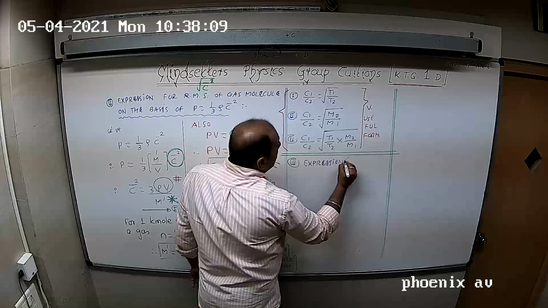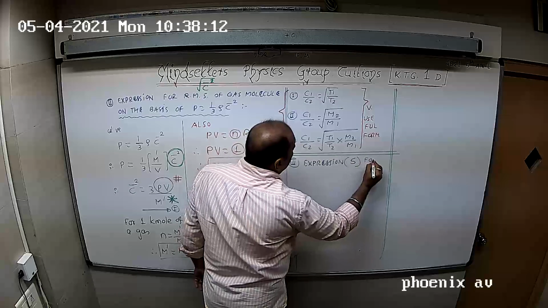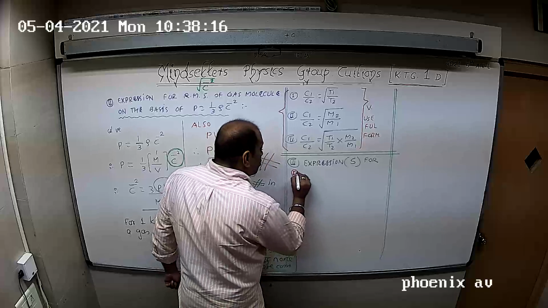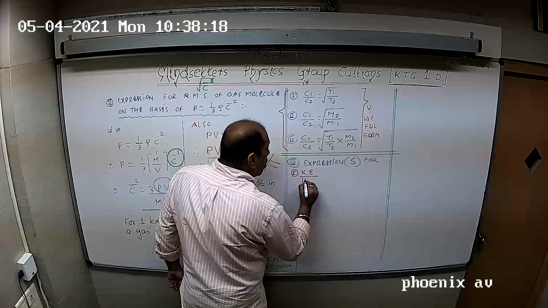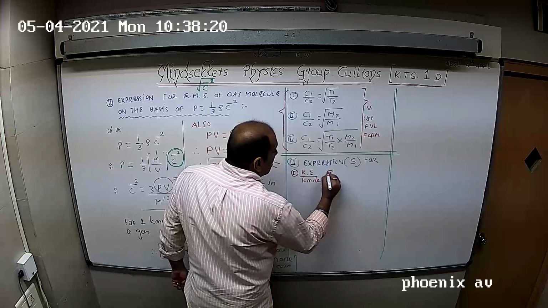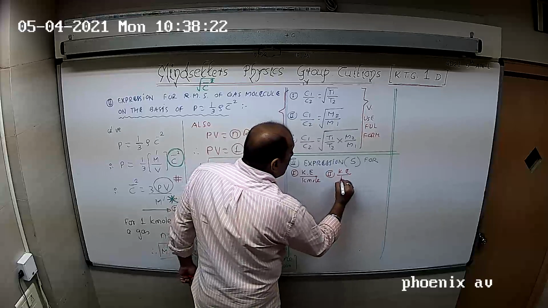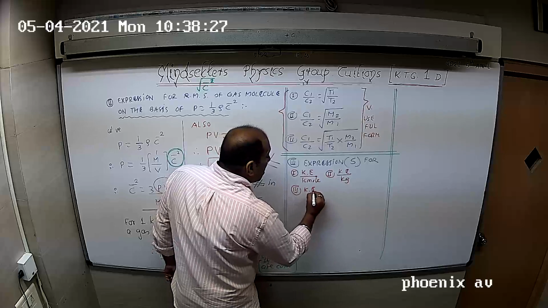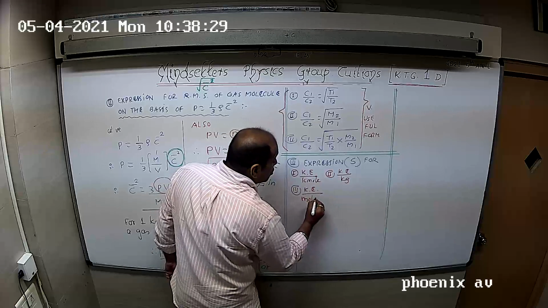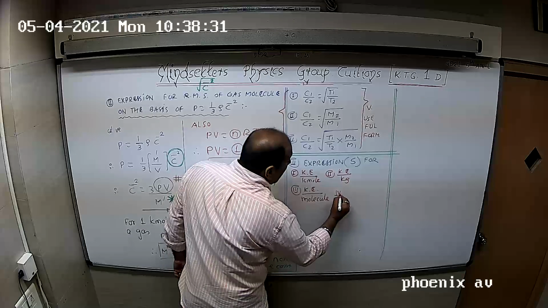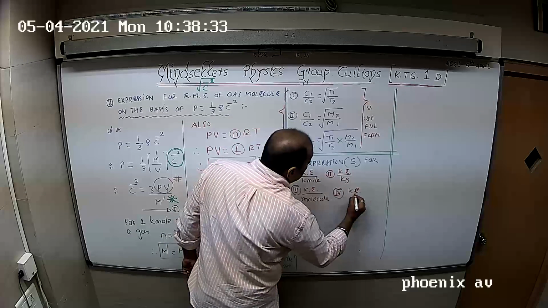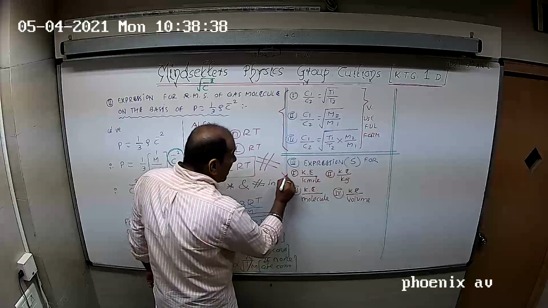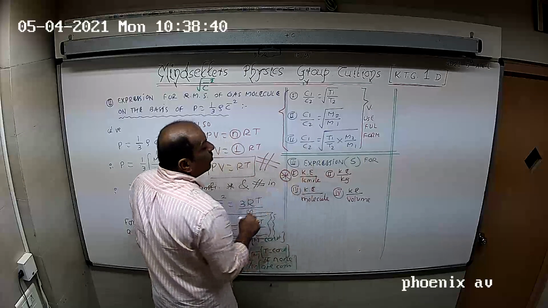In fact, I would like to make it plural. Expressions for: kinetic energy per kilomole. Next, kinetic energy per kilogram. Next, kinetic energy per single molecule. And last, kinetic energy per volume.